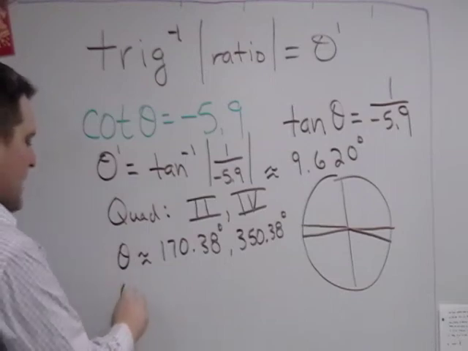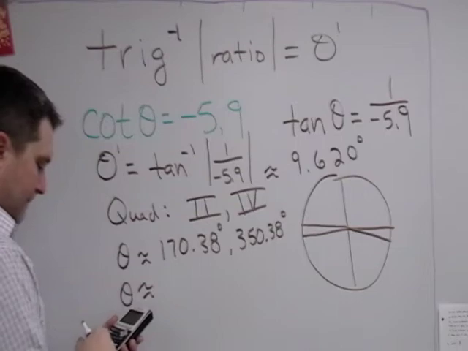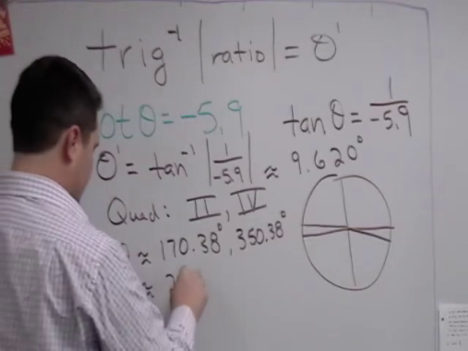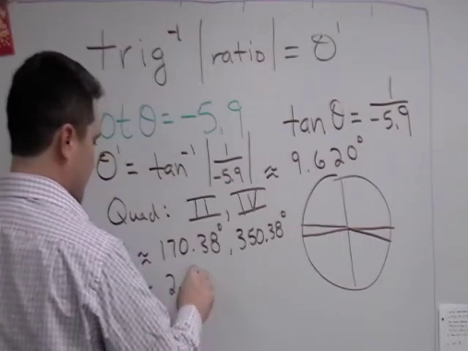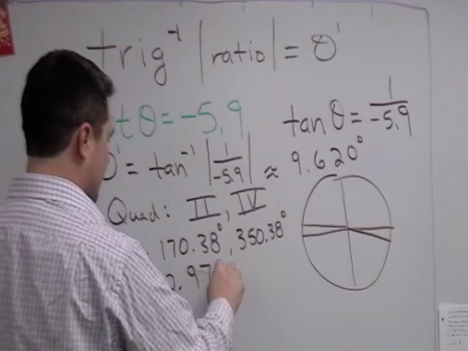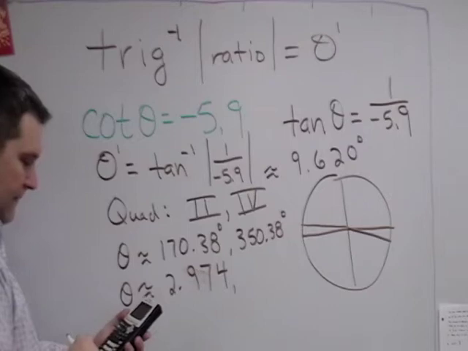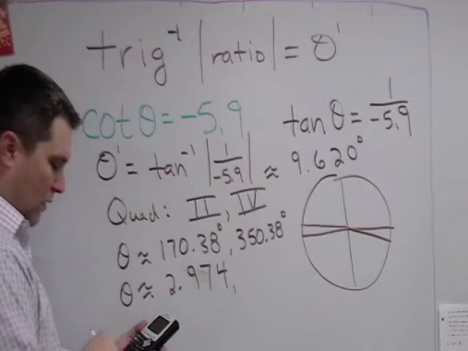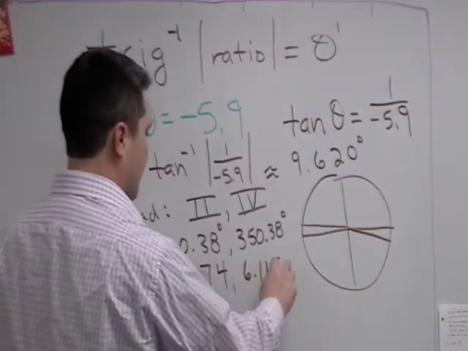And then to find those in radians, I'll just multiply both of those by pi and divide by 180. So that's going to be 2.973, 974 I should say, rounds up. And I'm going to take 350.38, multiply it by pi, and divide by 180. That's going to be 6.115 radians.